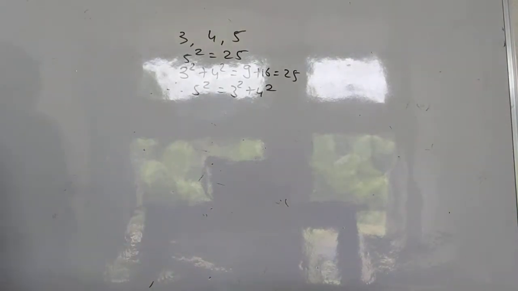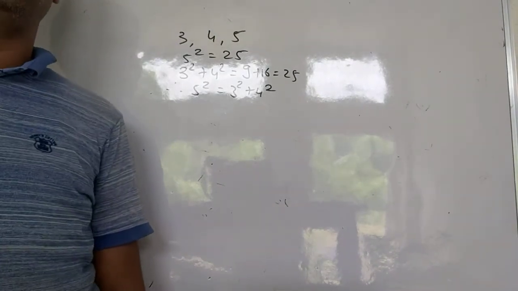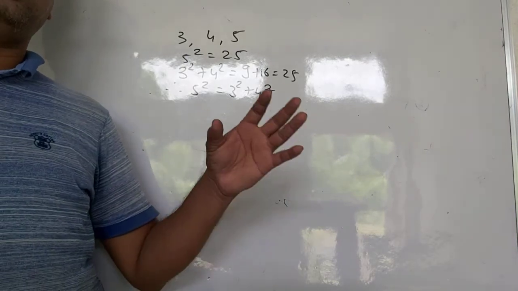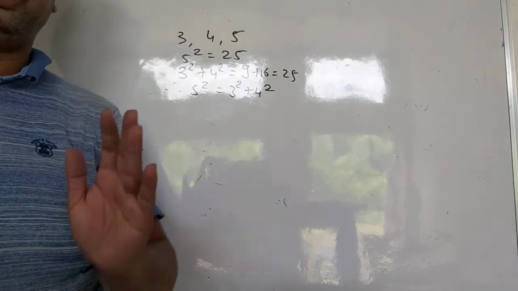This is the homework I also told in that video. Now I am telling the homework again. You have to find all the Pythagorean triplets from 1 to 100.